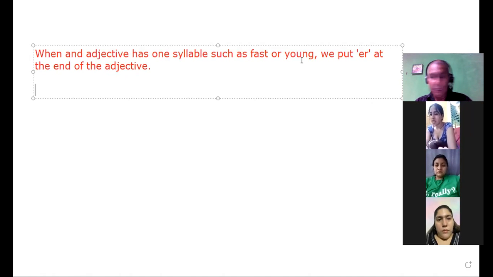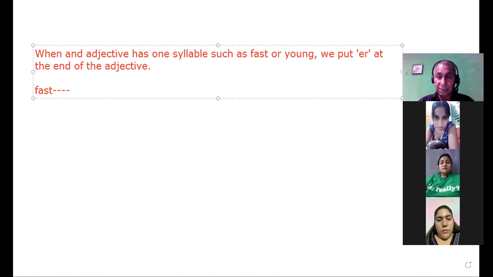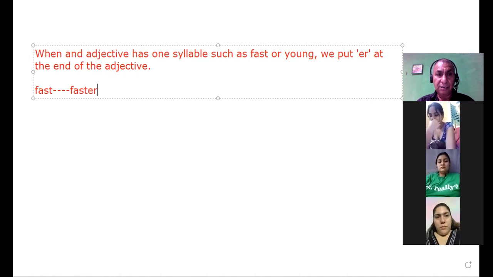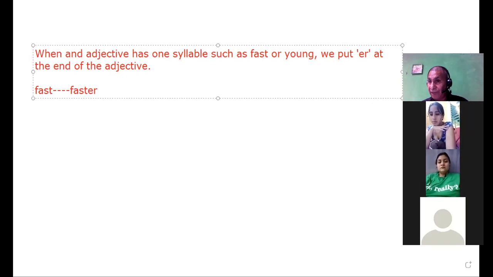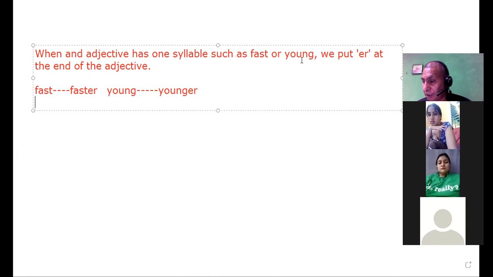In the case of fast, the rule says that I need to put just ER at the end. So I put fast, ER, now it's a comparative, faster. In the case of young, the rule says that I only need to put ER at the end, so young becomes younger. Straightforward, right? It's not too difficult.